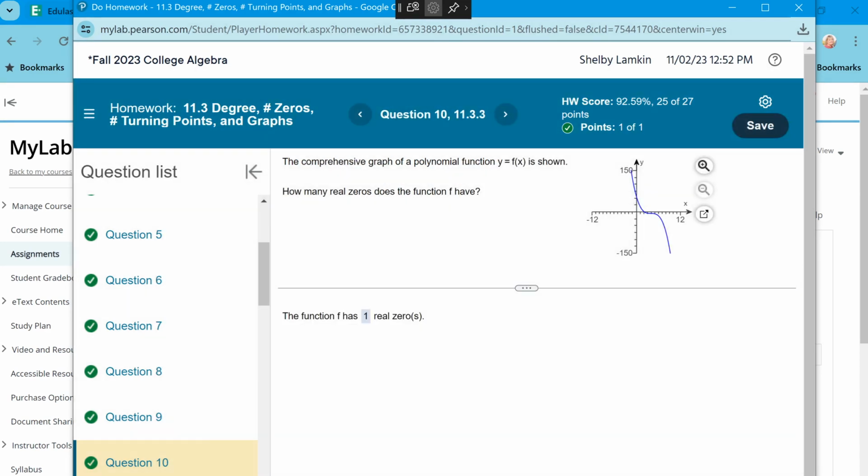This graph of a polynomial is shown. How many real zeros does it have? It only has 1 because it only crosses the x-axis 1 time.